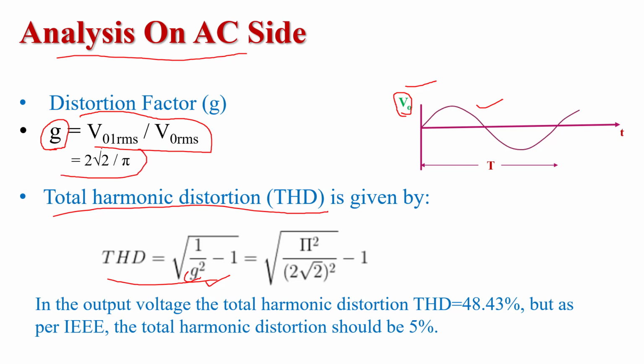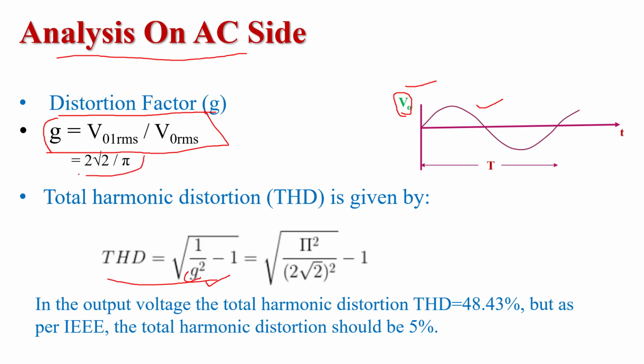So the RMS value of the first fundamental component we have already calculated. Now the same procedure we have to apply to calculate the output voltage RMS value. By putting these two values, we get the distortion factor, and this value we will put here. So after calculating this, we get the total harmonic distortion present at the output side. So we can say that the total harmonic distortion present at the output voltage is 48.43%. But as per IEEE, the total harmonic distortion should be 5%.